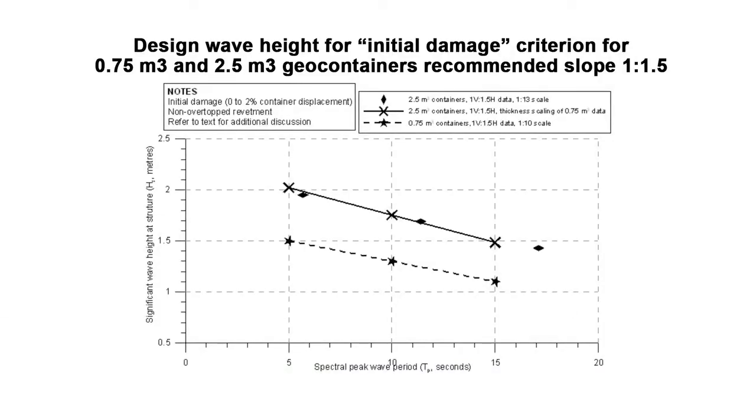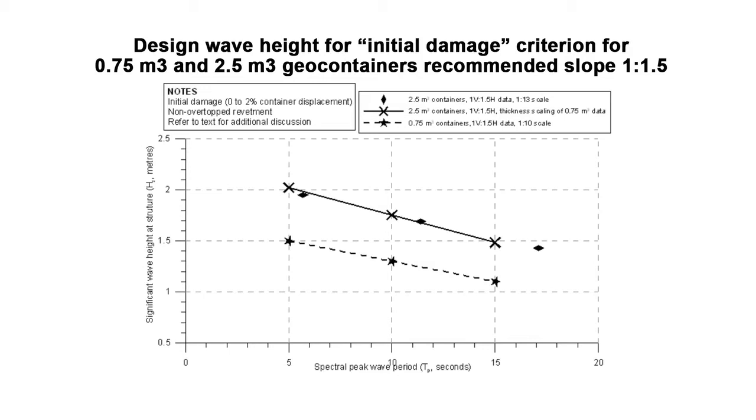So for that initial damage criteria, which is less than 2% of the units moving, we came up with some curves. This is published in the Australasian Coast and Ports Conference 2009. There's a conference paper, so it's out on the public record. We came up with some design curves for revetments made of geotextile structures. These are the two common sizes that Geofabrics Australasia make, the Elcorock product. This is a 0.75 cubic metre product, and this is a 2.5 cubic metre product.